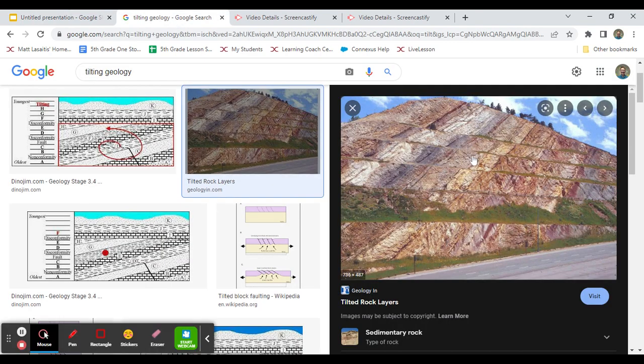This one's really, really defined. You don't see them like this very often, but you can see all these different layers and they're tilted. They should be horizontal. That's how they started, and they were tilted as something bumped into something else and pushed them up to form that tilt. So those are pretty cool.